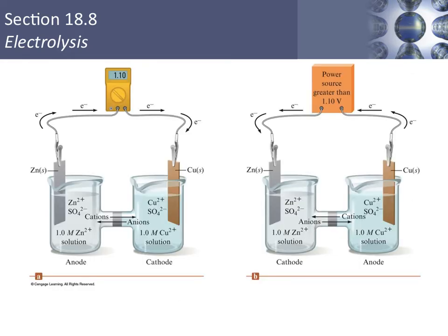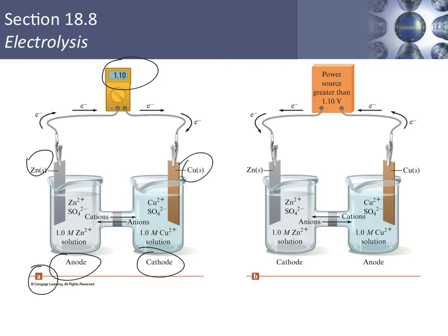Here are two diagrams illustrating the difference between a galvanic cell and an electrolytic cell. In diagram A, this is our galvanic cell. It runs spontaneously to produce 1.10 volts. Our anode is zinc and our cathode is copper. The zinc is oxidized and the copper is reduced.